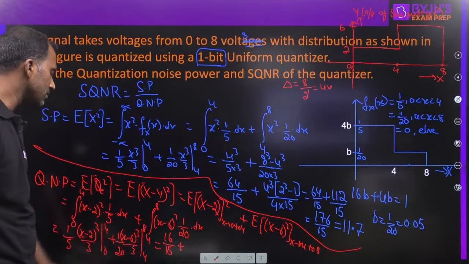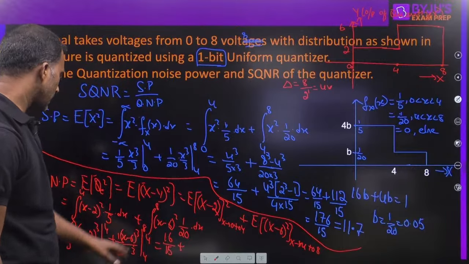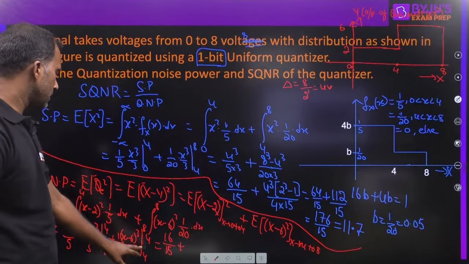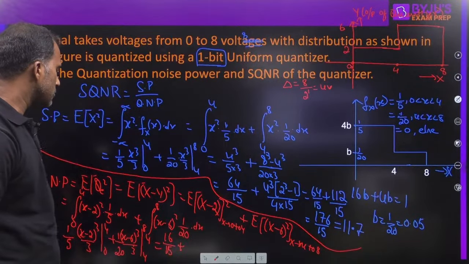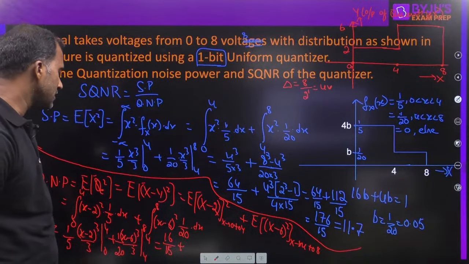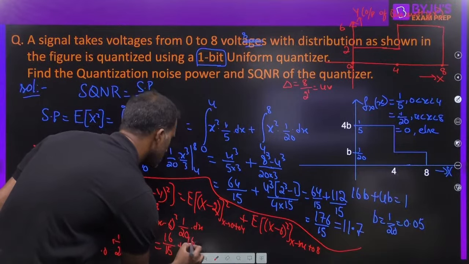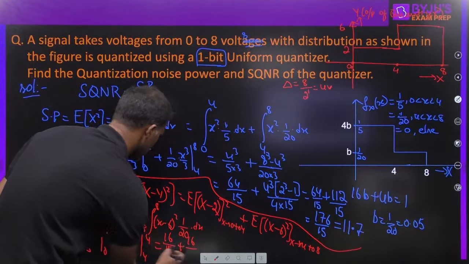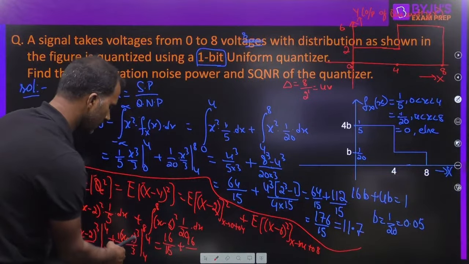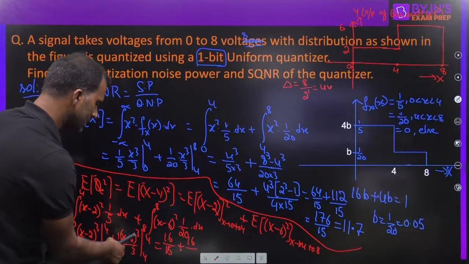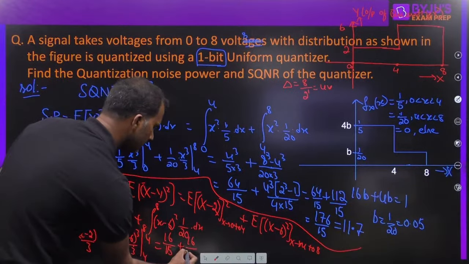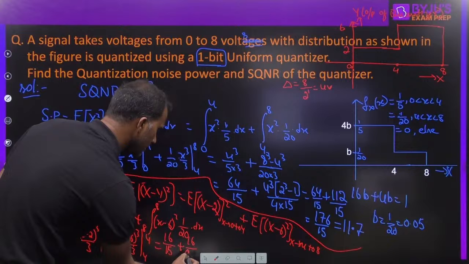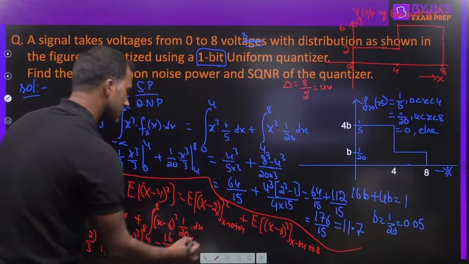The denominator is 20 into 3, which is 60. What happens to the numerator? It becomes 8 minus 6 whole cube, which is 2 cube, minus 4 minus 6 whole cube, which is minus 2 cube. So the numerator will be again 16 only. 16 divided by, the denominator is 20 into 3 is 60. We can separate that 4 outside, write this as 4 into 5, or else I'll write it as 60 only.